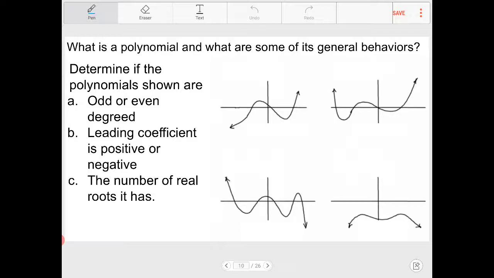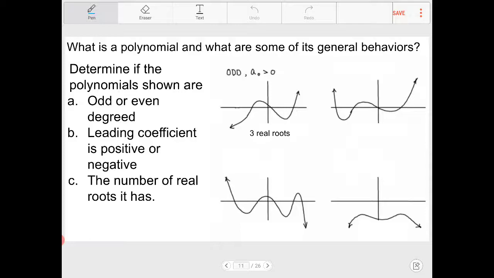Let's take a look. Now, looking at this, I see that the end behavior is opposite, so that means this has to be an odd degree polynomial. Because it's moving in this direction, the leading coefficient here has to be positive. And I also see that we have 3 real roots. So therefore, this is an odd degree polynomial.